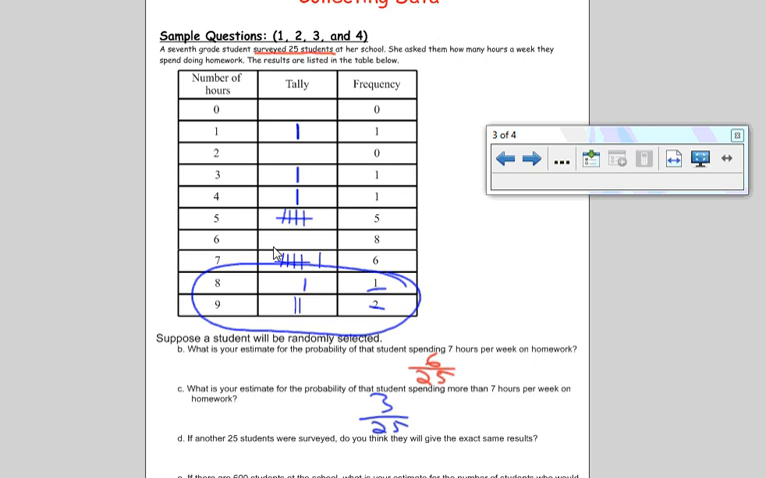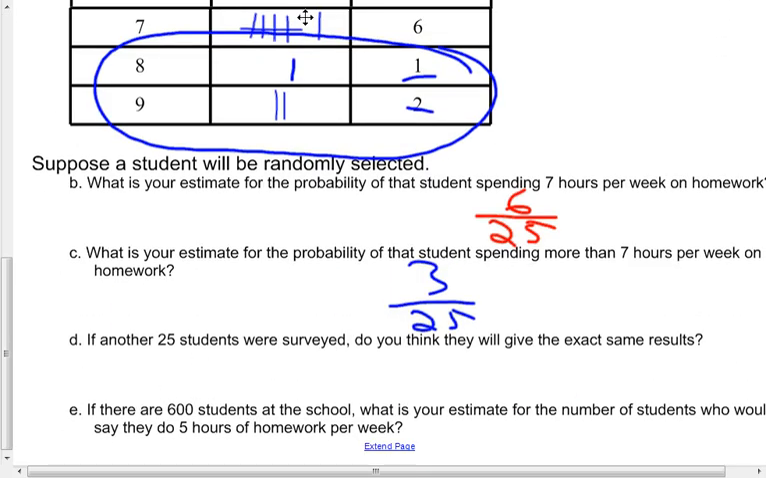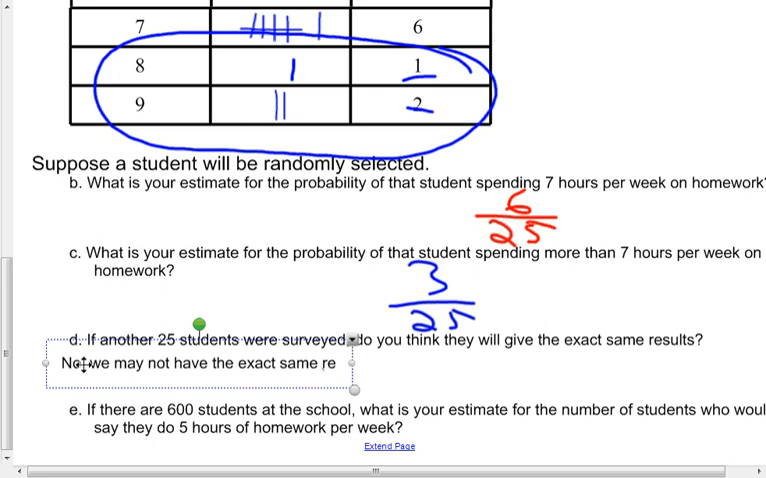Okay. Question D is a very interesting question. Question D says, if another 25 students were surveyed, do you think you would have the exact same results? Let's kind of go down here a little bit. So if we surveyed another 25 students, do you think we'd have the exact same results? Well, I'll make this a little smaller. I don't know what would happen, but I don't know if they would have the exact same results. So I'm going to say no. We may not have the exact same results.